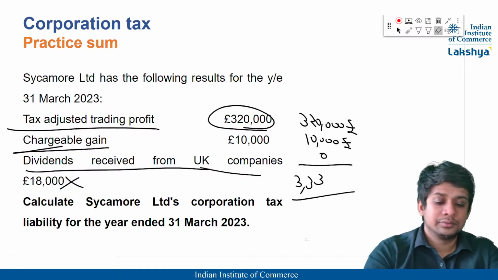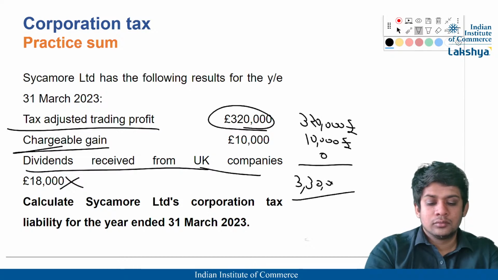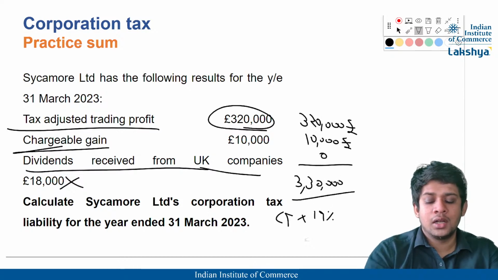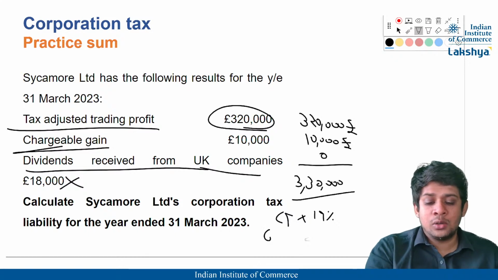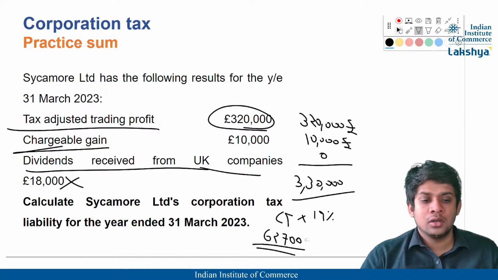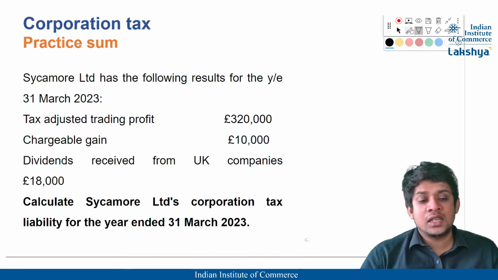And on this, the corporation tax will be at 19%. That is going to give me 3,30,000 into 19%, which is 62,700. That is my tax to be paid. Okay. I hope start to end it is clear, guys.